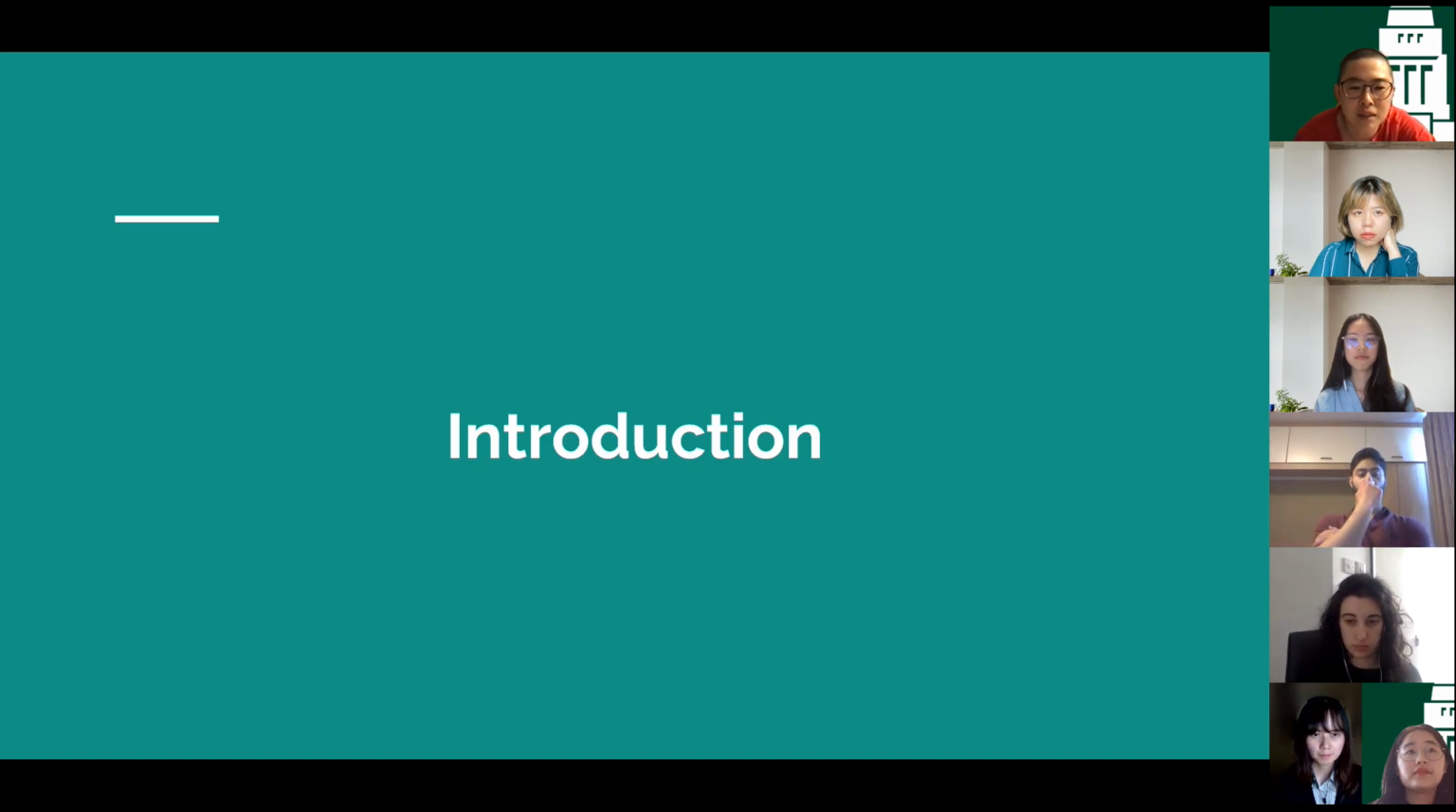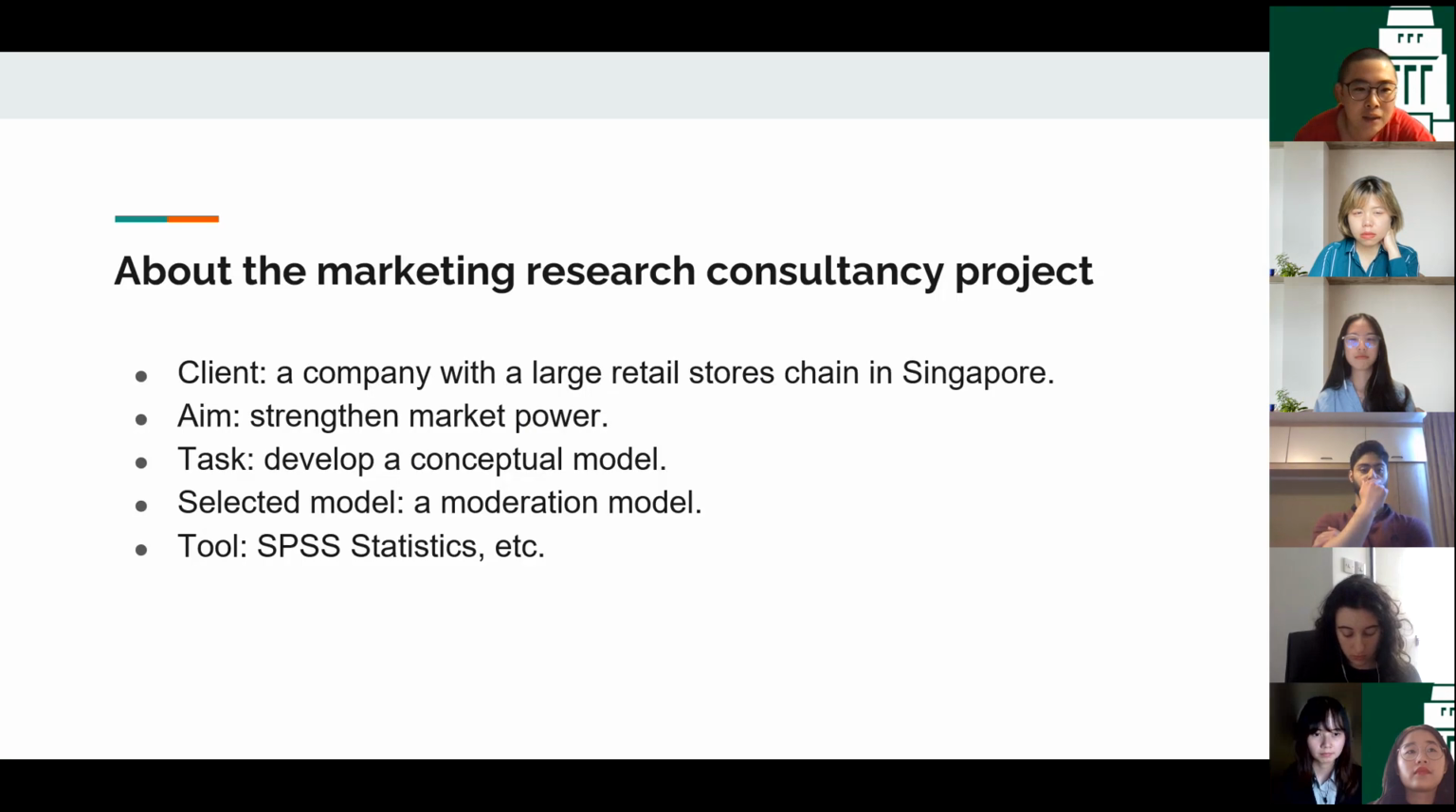My name is Mei Han Dong. Let me start from the introduction. In this project, we are the marketing analysis team, and our client is a company with a large retail stores chain in Singapore. Our aim is to strengthen market power by developing a conceptual model based on SPSS statistics in order to reach our research objective, which is increasing value to customer metric.